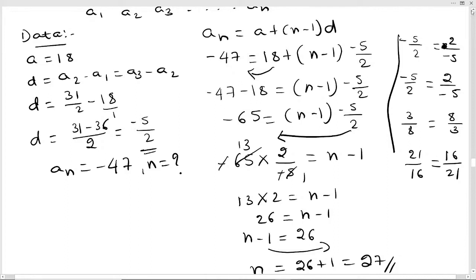Here minus minus get cancelled, 5 1s are 5, 13 5s are 65. So the remaining is 13 into 2 equals n - 1. Now 13 2s are 26 equals n - 1. Now n - 1 = 26, send -1 to the right hand side. Therefore n = 26 + 1, the answer is 27.